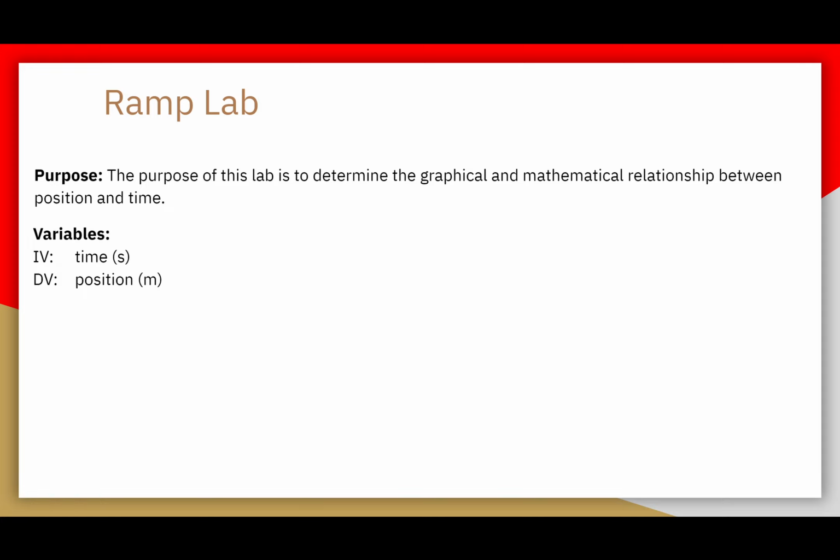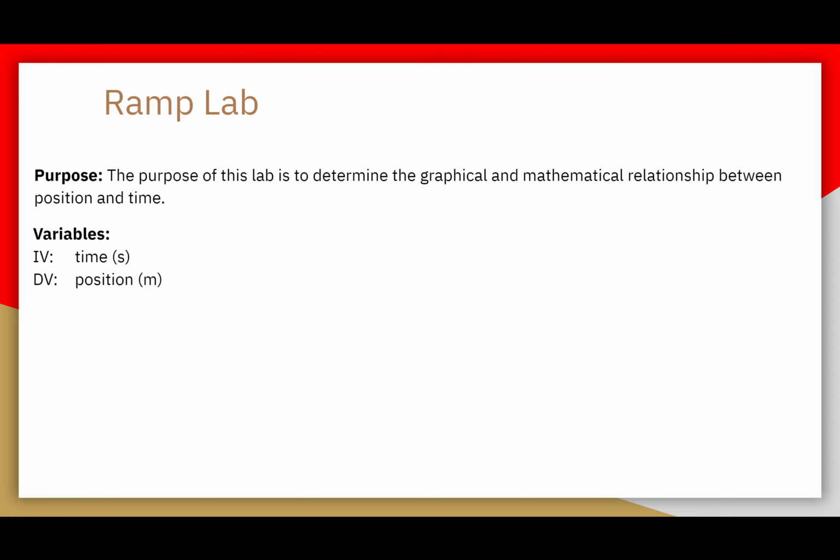The purpose of the ramp lab was to determine a graphical and mathematical relationship between position and time. Now, the variables we were looking at were time, measured in seconds, and position, measured in meters. When we graphed that relationship between position and time, we ended up with a relationship where position was proportional to the square of time.